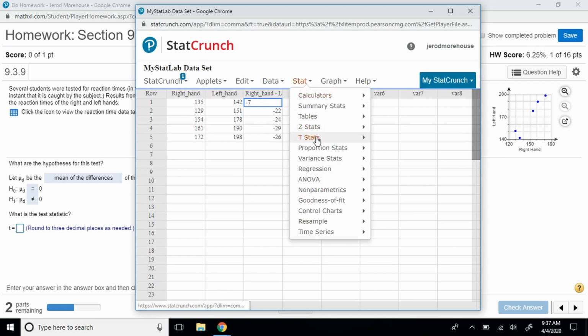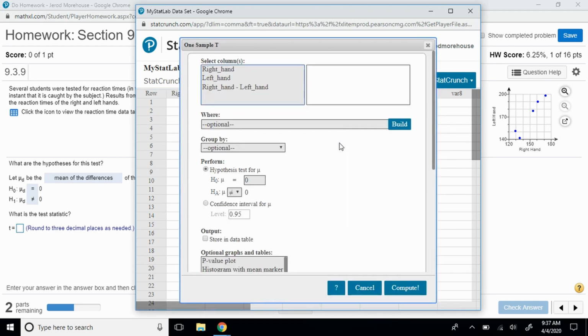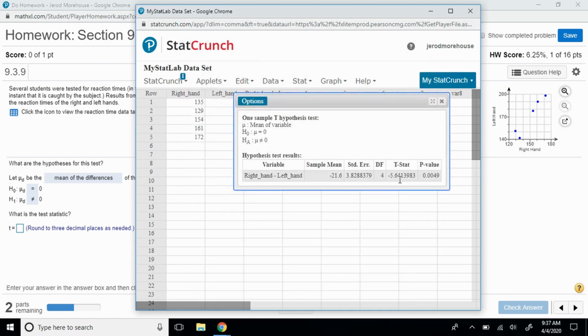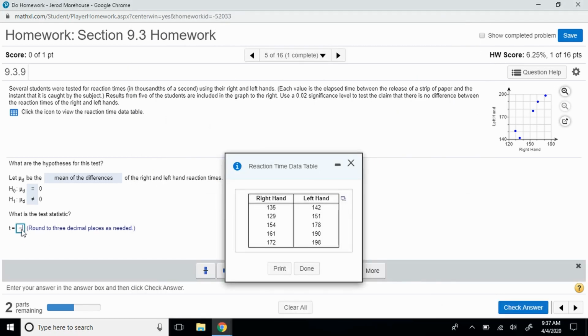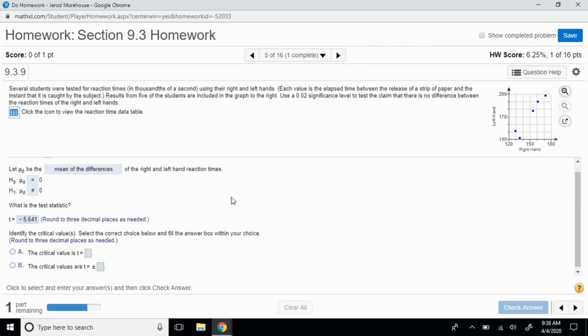So now I go stat, t-stats. I'm doing one sample with data. I'm going to select the column that my data is in. I have the hypotheses. These are already set up for us really nicely. The null is that it equals 0, and the alternative is that it does not equal 0. I can hit compute, and I get these t-stats and p-values here. So my t-stat, they want 3 decimal places, so negative 5.641. I hit enter there. Nice job. Let's get rid of this table here.